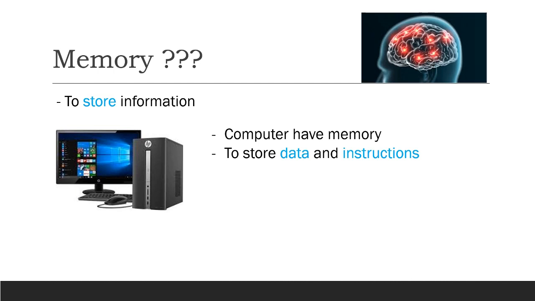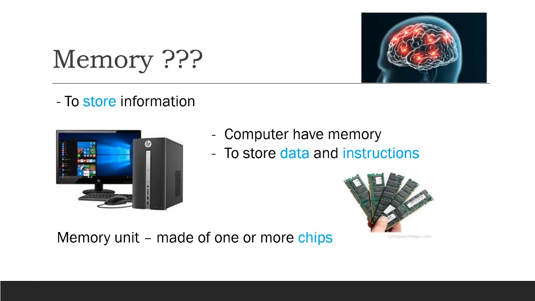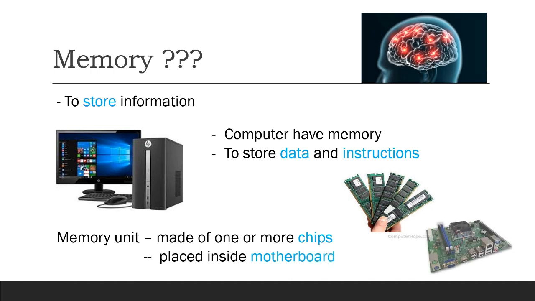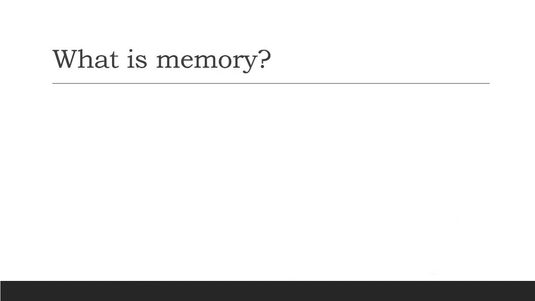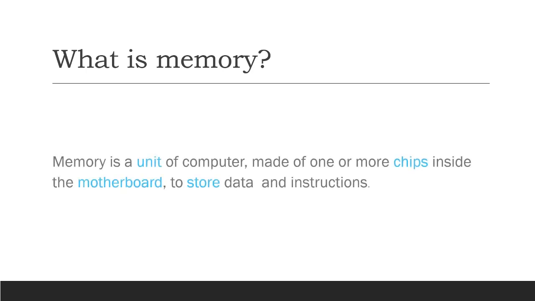Now what do you mean by a memory unit? A memory unit is made of one or more chips, and we already saw a motherboard inside the system unit, and this memory unit is also inside the motherboard. So what do you mean by a memory in short? Memory is a unit of computer made of one or more chips inside the motherboard to store instructions.